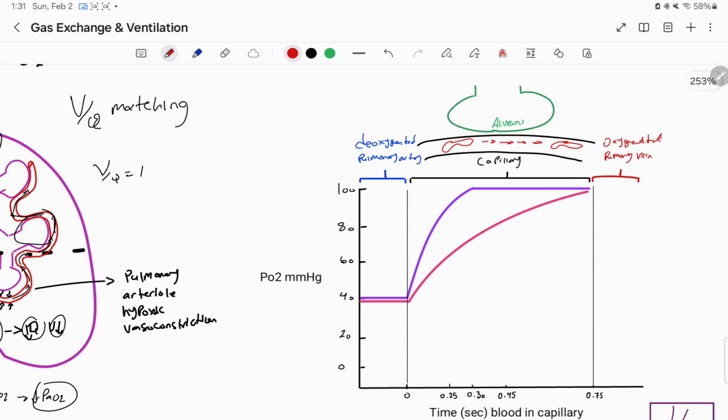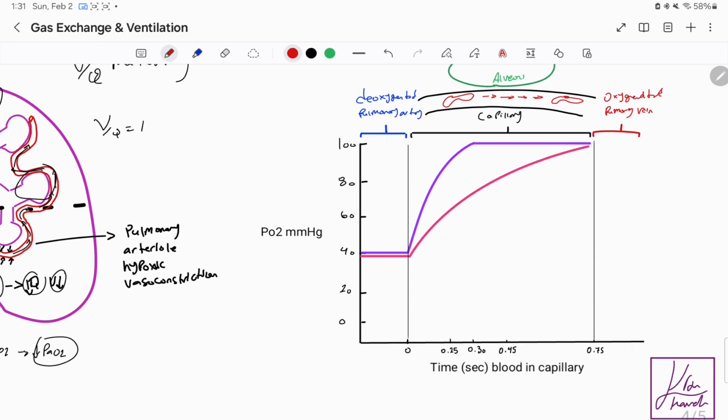So, just to get you guys acquainted to the graph, this part of the graph is at the deoxygenated pulmonary artery. This entire middle part is at the level of the capillary, and this part is at the end of the capillary when we're finally oxygenated, moving towards the pulmonary vein. On the y-axis, we have the partial pressure of oxygen in millimeters of mercury. On the x-axis, we have the time in seconds that the blood is remaining in the capillary.